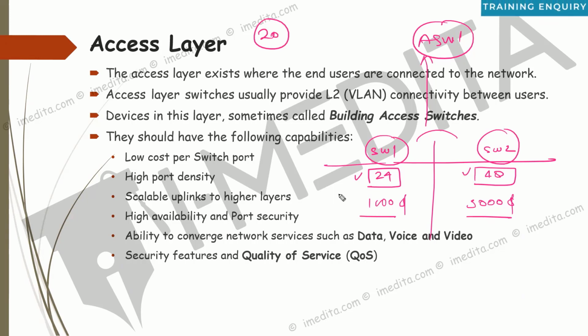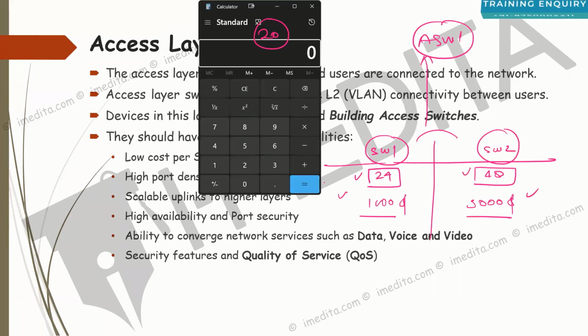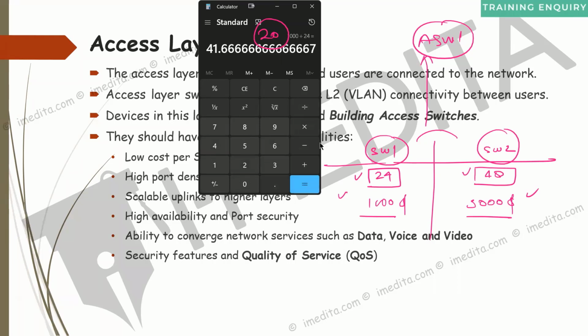Let's calculate the per port cost on this switch and on that switch. There are 24 ports, and the overall switch costs approximately $1,000. Roughly, if I do not include anything extra, the per port cost is going to be about $41 here. And for the other, 3,000 divided by 48 is going to be approximately $62.